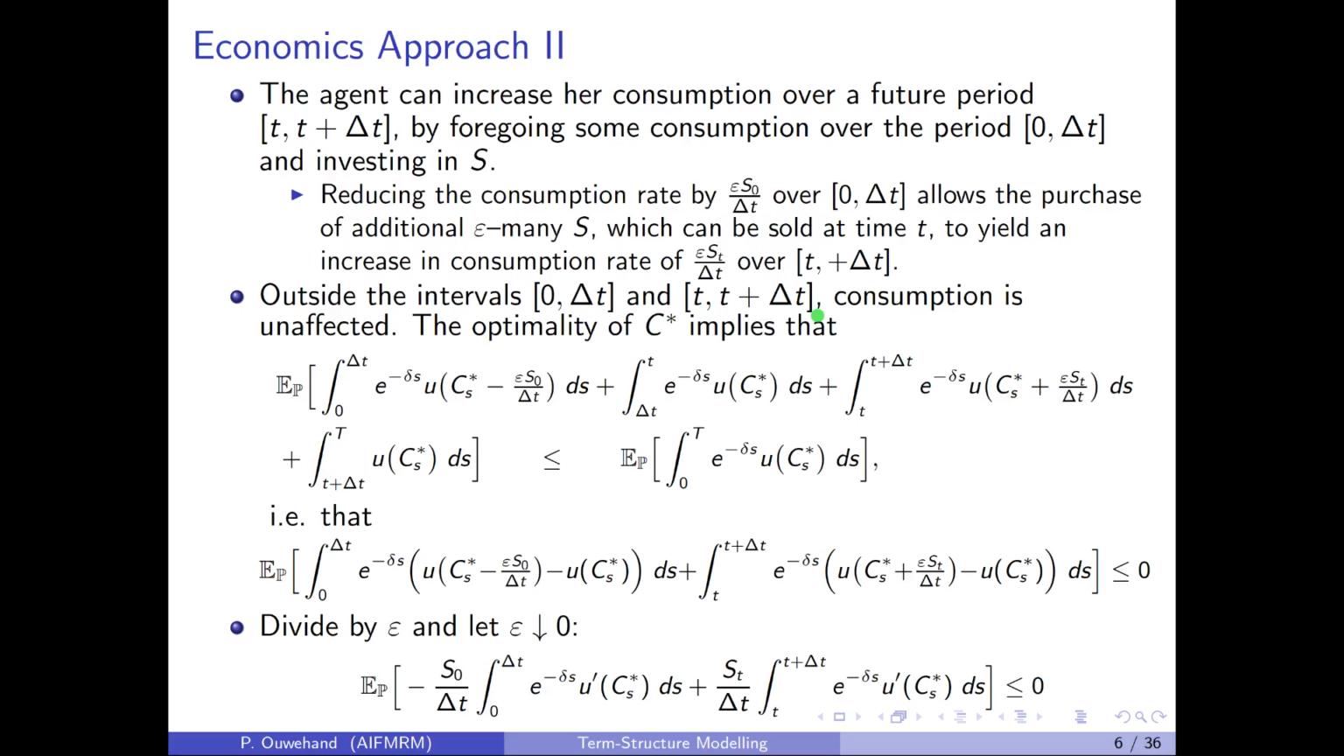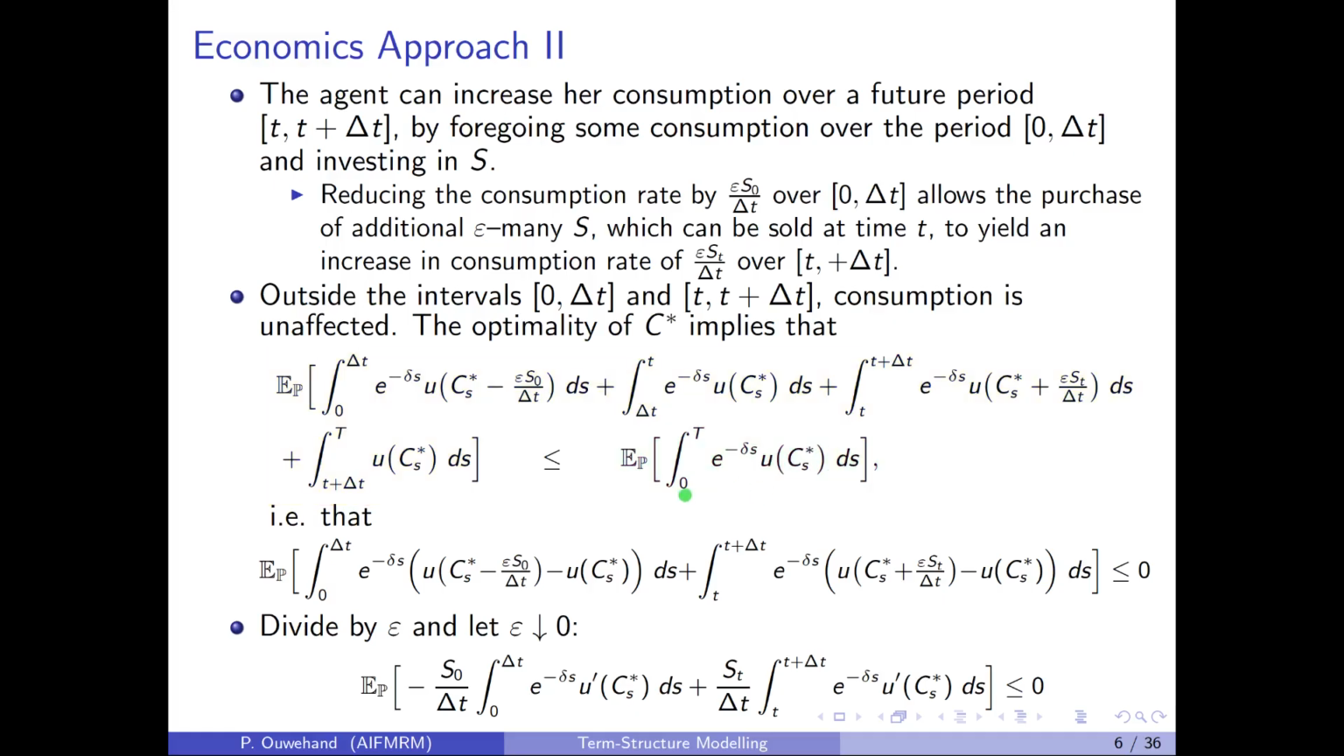Now with this new adjusted rate of consumption, the expected lifetime utility is given as follows. Over the period from 0 to delta T, we have reduced the rate of consumption. From delta T to T, the consumption rate remains the same. From T to T plus delta T, we increase the consumption. And from T plus delta T to capital T, the consumption rate remains unchanged. Now this is the lifetime expected utility of the adjusted rate of consumption, and because C* is optimal, this lifetime expected utility must be less than or equal to the lifetime expected utility of the optimal rate of consumption.